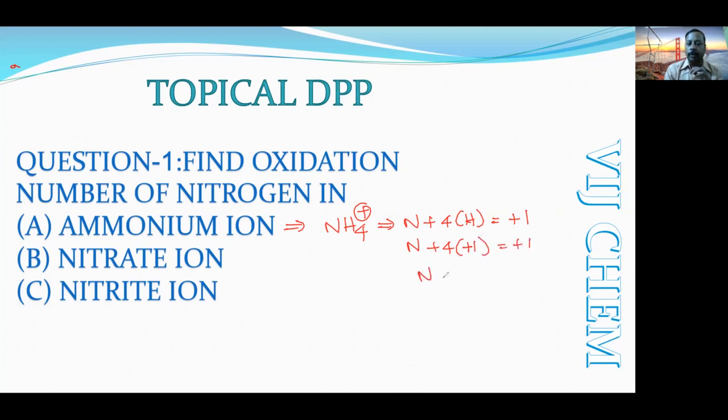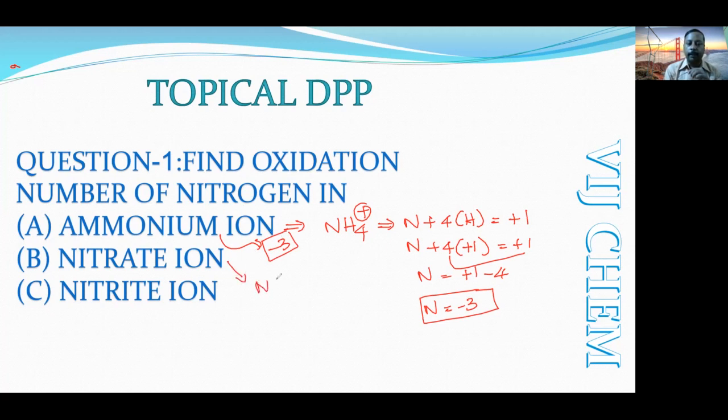So nitrogen is equal to +1 is already there. When it goes to this side, it will be -4. So the first answer will be -3. The oxidation number of nitrogen in ammonium ion will be -3. Okay, now let me check with the nitrate ion.